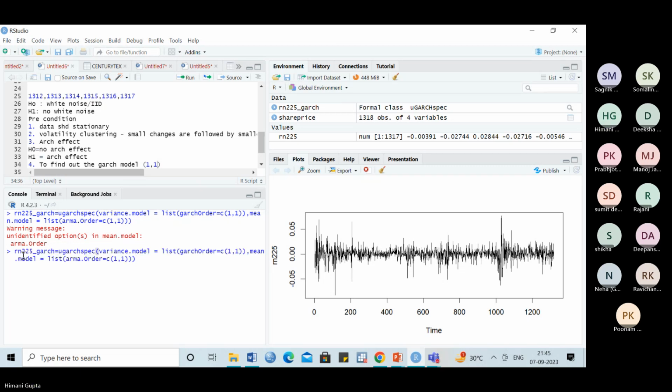Rn2to5 underscore garch is equal to ugarchspec. Variance dot model is equals to list garchOrder is equals to c(1,1). Mean model is equals to list armaOrder equals to c(1,1). You just try this command also, whether you are able to get it or not.